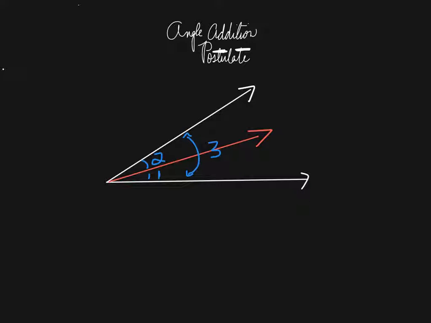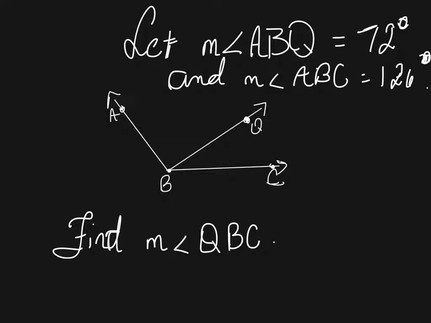And so we can write that mathematically as the measure of angle 1 plus the measure of angle 2 is equal to the measure of angle 3. So we can use that and we can play with that equation in order to solve these angles. So now we're going to look at a problem.